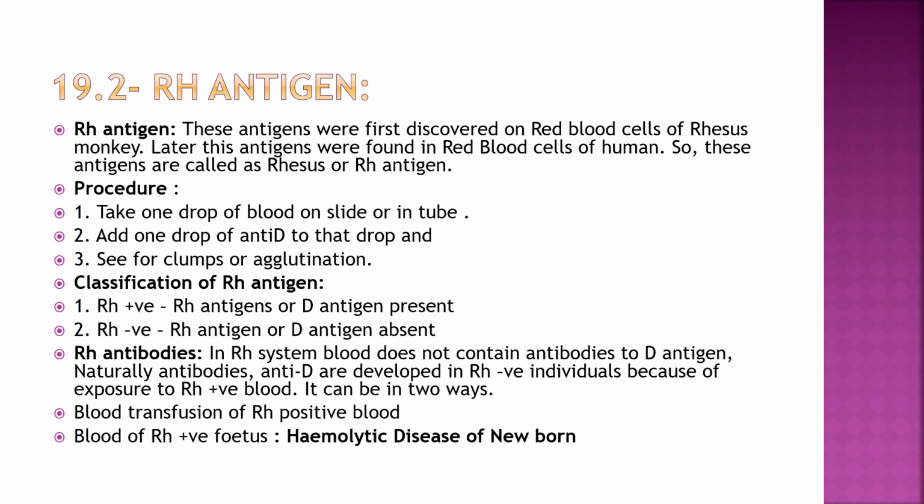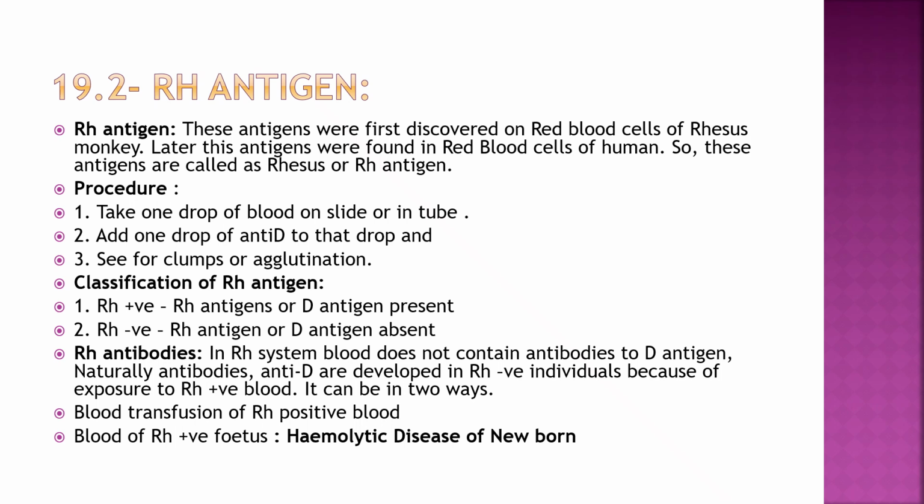Now a little bit about the Rh antigen. The Rh antigen was discovered in the rhesus monkey. When 1 drop of blood is taken, add 1 drop of anti-D from the kit and see for the clumps. If you see clumps, it is Rh positive. If you see no clumps, it is Rh negative. And natural Rh antibodies are not present.